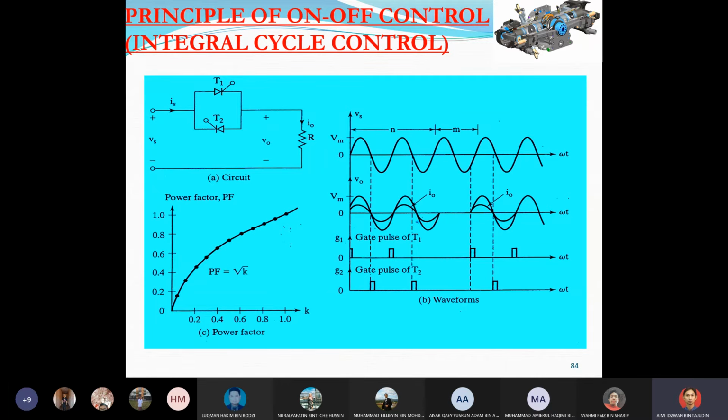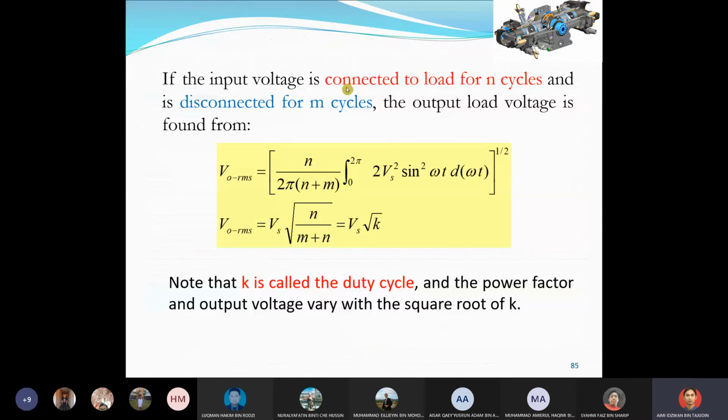Macam that video mention to you, okay, for 50 Hz frequency, so dalam satu saat, okay, kita ada 100 signal lah, maksudnya positif dan negatif untuk 50 Hz frequency. Kalau 60 Hz kita ada 120 signal positif dan negatif. So dia terlalu laju. Okay, so kita akan guna portion lah. This is on off.